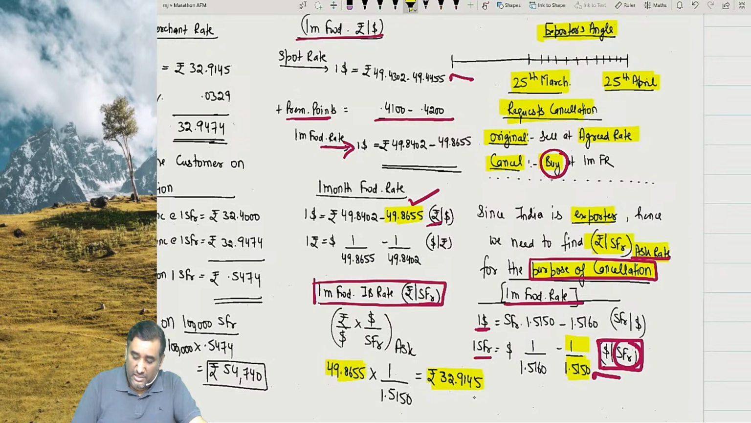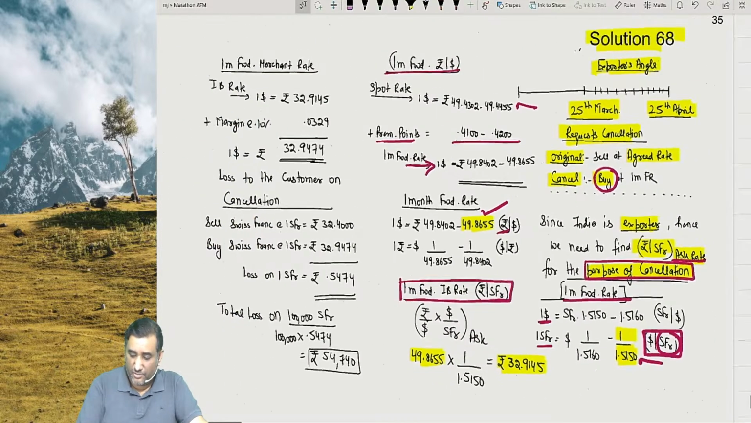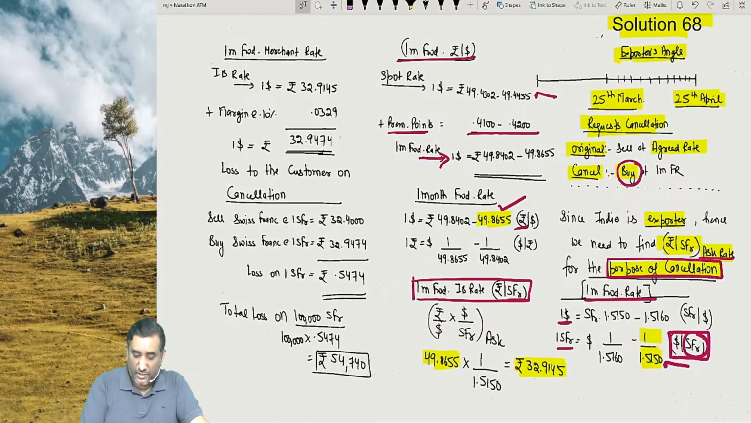32.9145. Now, is it an ask rate or a bid rate? Ask rate. When you are asking, you will add up margin or subtract margin? Add up margin. You're asking, that means you're buying. So 1 month forward merchant rate would be interbank rate plus margin, that will be 32.9474. Loss to the customer on cancellation. Sell Swiss franc 32.4000. Buy Swiss franc 32.9474. Loss on 1 Swiss franc, loss on total.